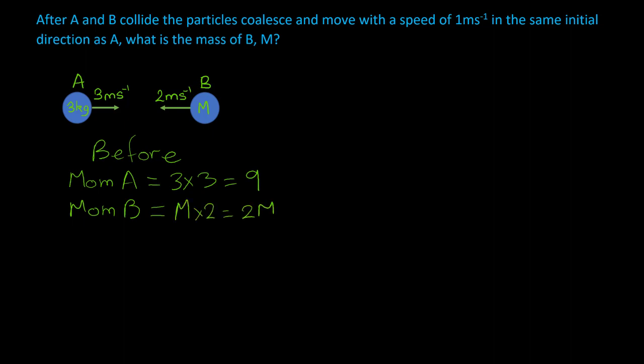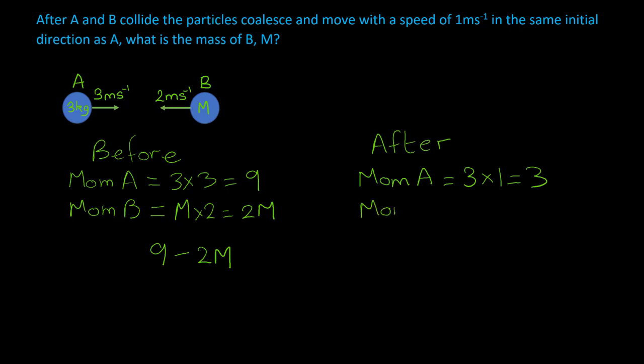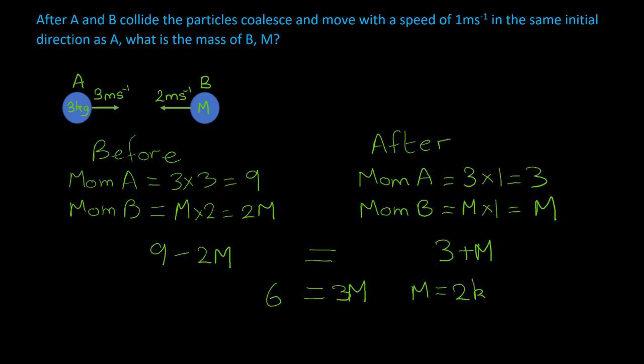Now notice in this case B is heading in a different direction to A, so it's going to be 9 minus 2m. Now let's look at what's happening after the collision, when they've coalesced. So the momentum of A will be 3 times 1, which is 3, and the momentum of B will be the mass m times 1, which is m. They said that they were going to move in the same direction as A, so this time we're going to add those together. So afterwards we've got 3 plus m. Setting before equal to after and rearranging, we get 6 equals 3m. Therefore m must equal 2 kilograms.